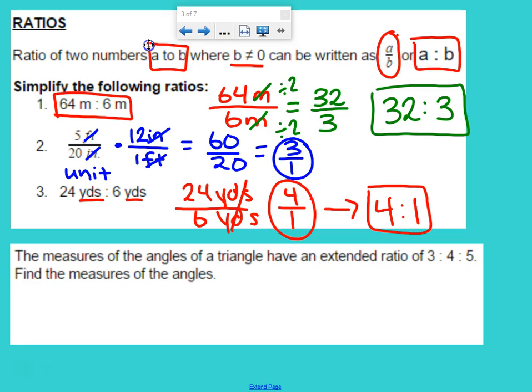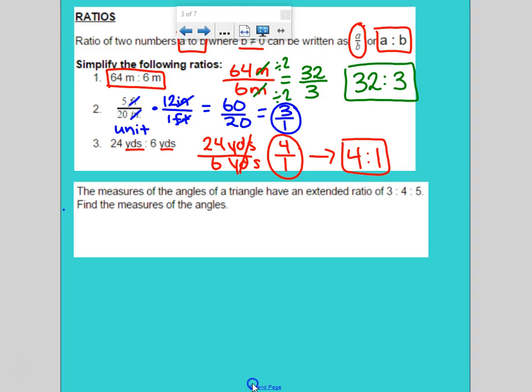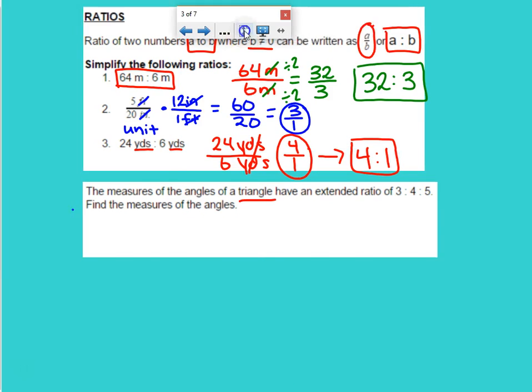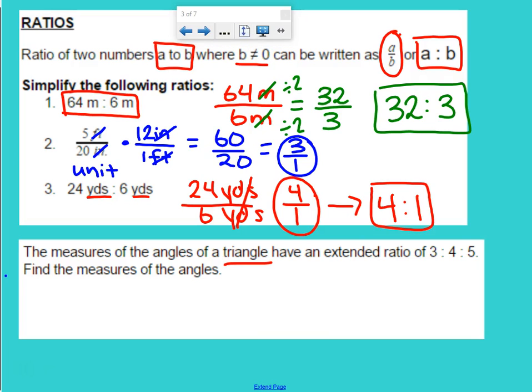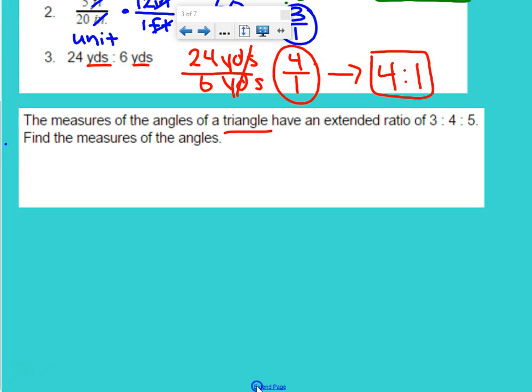Next problem. The measures of the angles in a triangle have an extended ratio of 3 to 4 to 5. Find the measure of the angle. All right, so first things first, let's draw a picture of a triangle. We're working with a triangle. We should give ourselves a nice image of a triangle. Now let's make it triangle A, B, C.